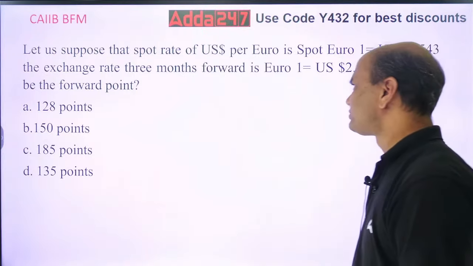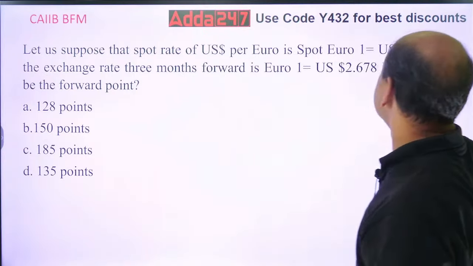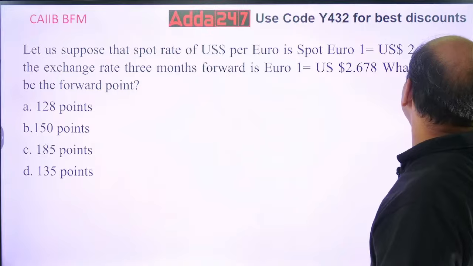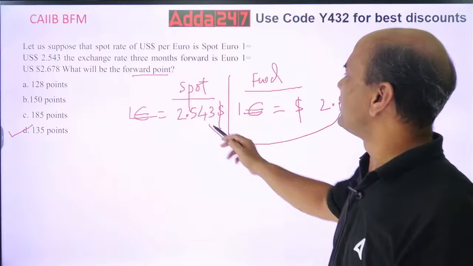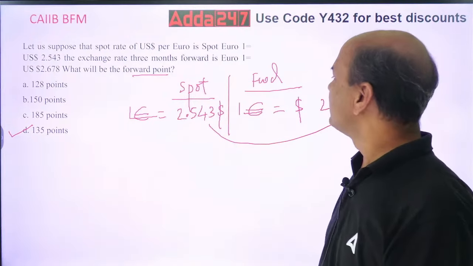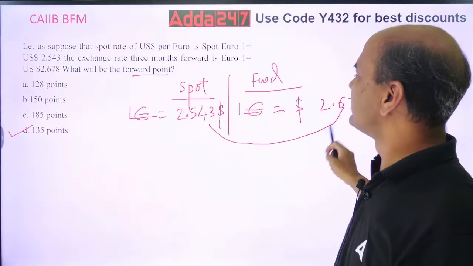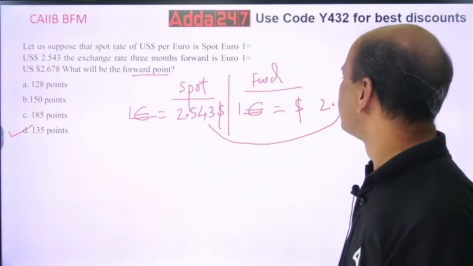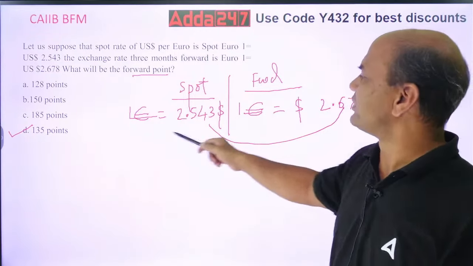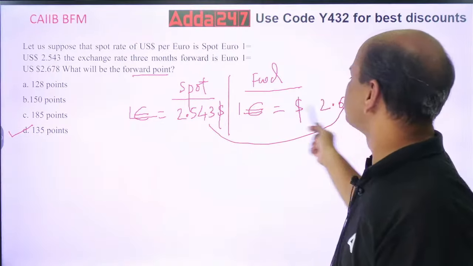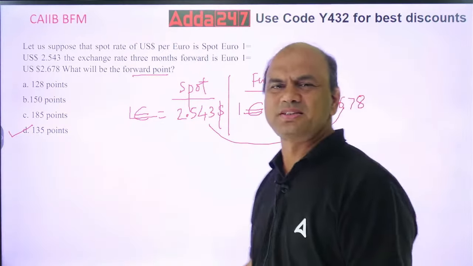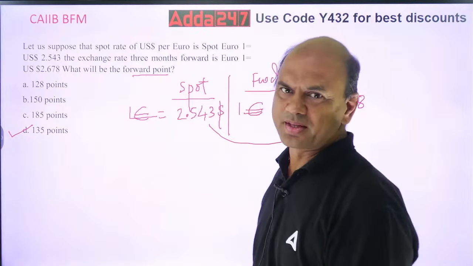It is just subtraction. Simple, isn't it? Let me show you. See this. Spot is given as what? 2.543. Forward is given as 2.678. Just subtract these two. So 8 minus 3, 5. 7 minus 4, 3. And 6 minus 5, 1. 135 points. Simple one this was. Right?